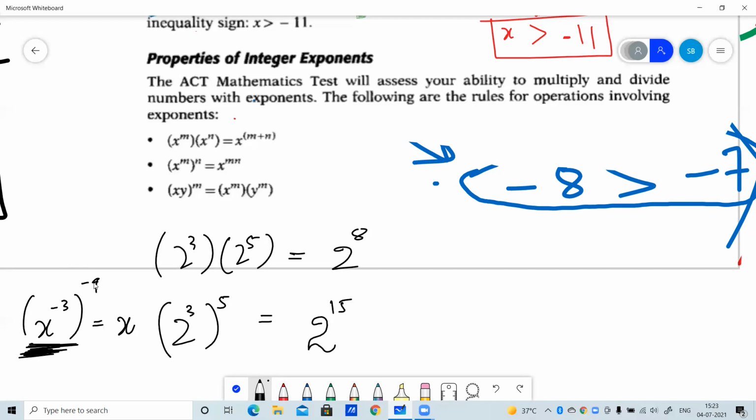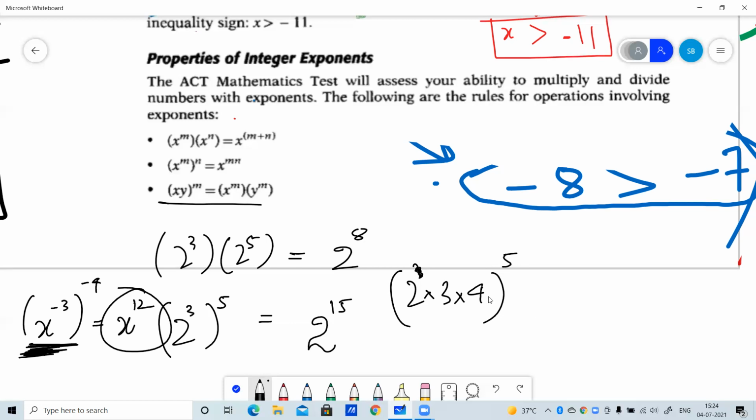This is 4 actually on the top. So this would be 12. Right, x to the 12, positive 12, correct. And the third thing is if you're having 2 times 3 times 4 whole raised to the power 5, then you can distribute this power 5 to every number. It'll become 2 to the 5 times 3 to the 5 times 4 to the 5.